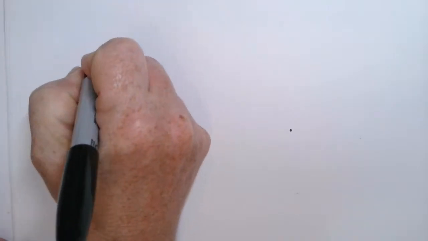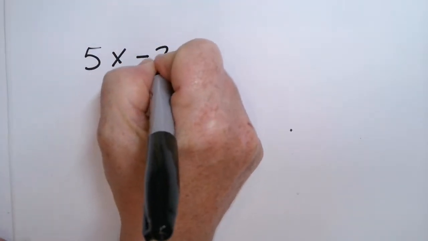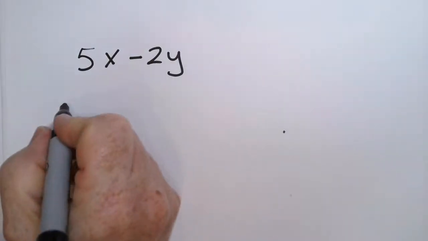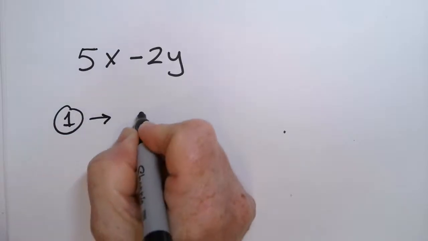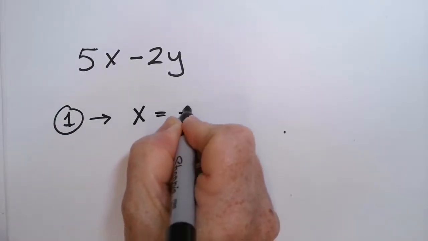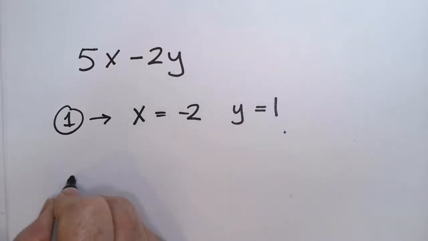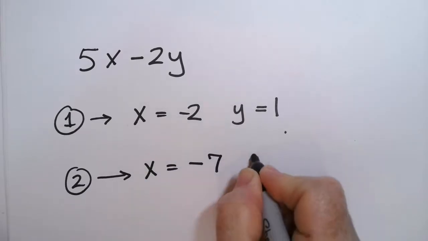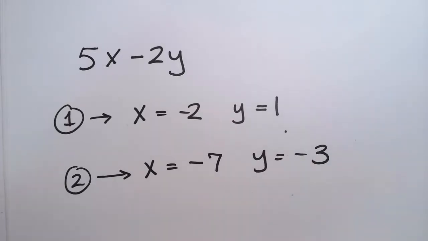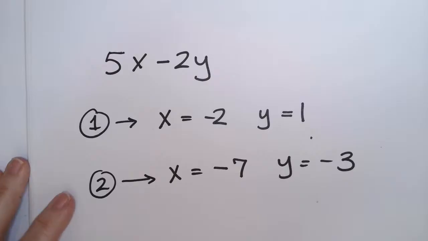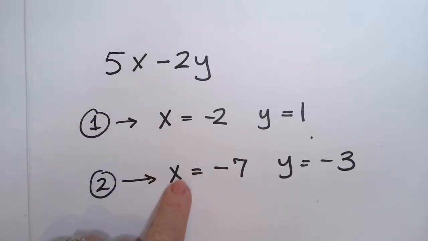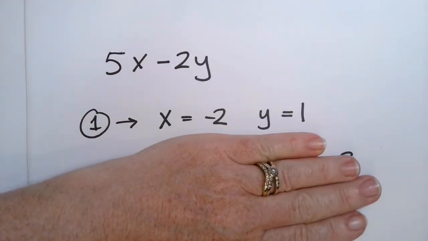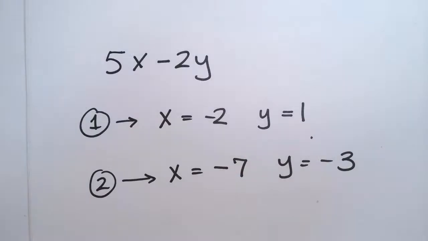I'm going to give you 2 more, and I want you to tell me what your solutions are. Here we go. This time we're going to use the second equation, 5x minus 2y. For scenario 1, what do you get when x is -2 and y is 1? Scenario 2, when x is equal to -7, y is equal to -3. It's the same equation for both. In the first case, you're just using these values for x and y. In the second case, you're going to use those values.